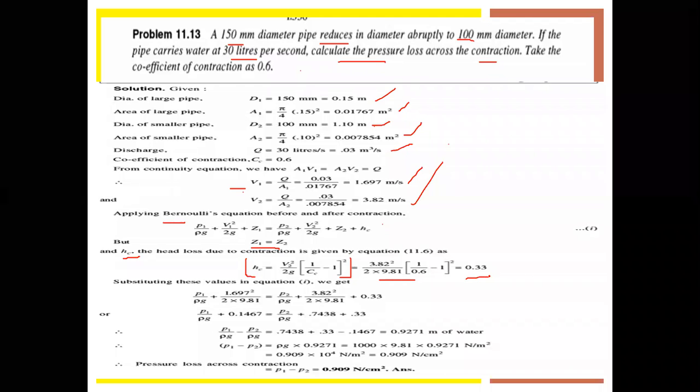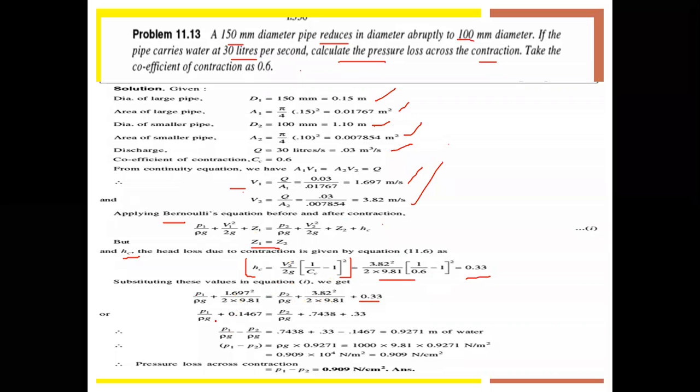Since the pipe is horizontal, the value of Z1 is equal to Z2. And HC, the head loss, is equal to V2 square by 2g into (1 by Cc minus 1) whole square. So HC is equal to 0.33. Now substituting this value in the Bernoulli's equation: P1 by rho g plus V1 square by 2 into 9.81 is equal to P2 by rho g plus 3.8 whole square by 2 into 9.81 plus HC.